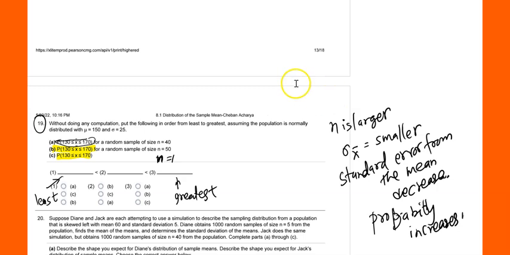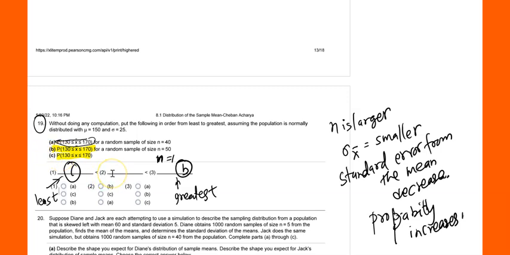Okay. Therefore, if n is larger, your standard error is going to be smaller, right? And by that time the probability increases. Therefore, here the greatest probability in this case is B, because the sample size is large, right? And the smallest probability is C, because the size is 1 for C.